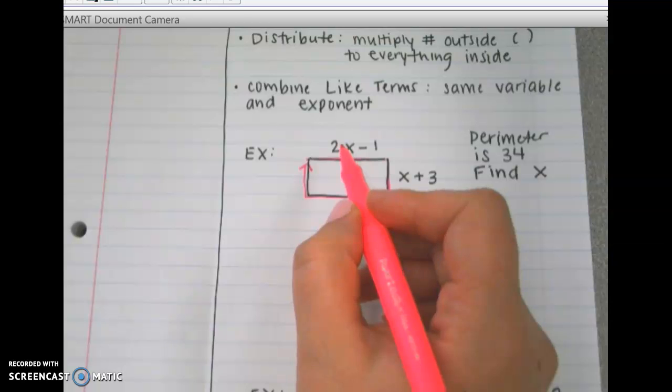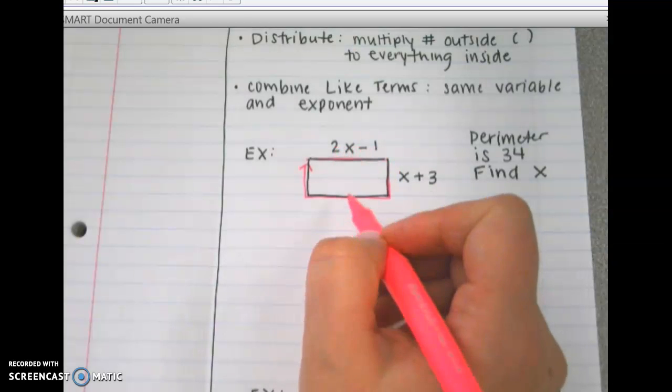A rectangle has the length is the same on both sides.